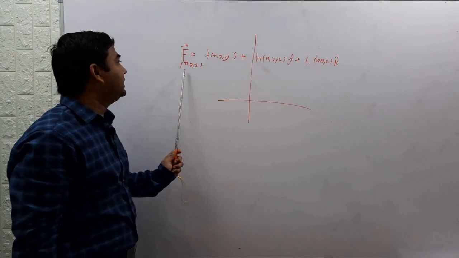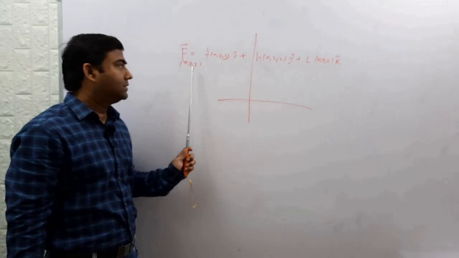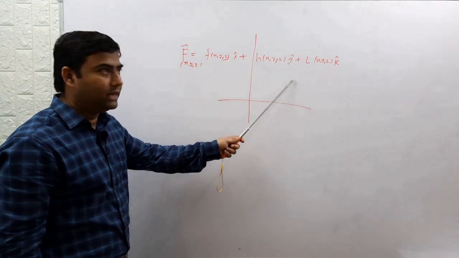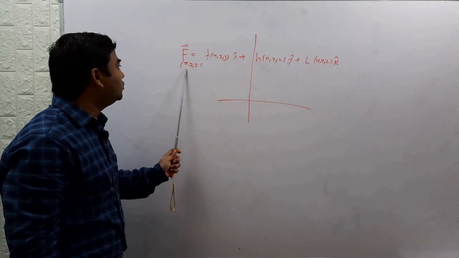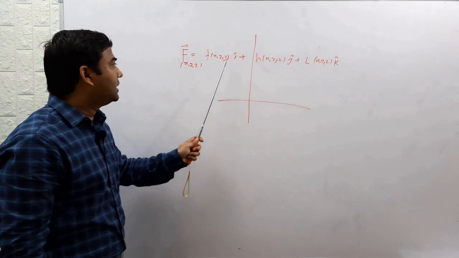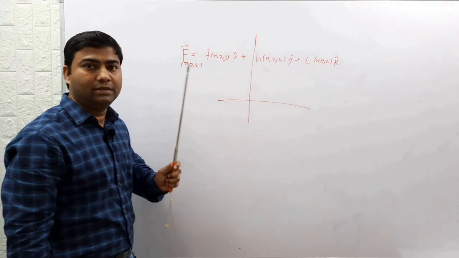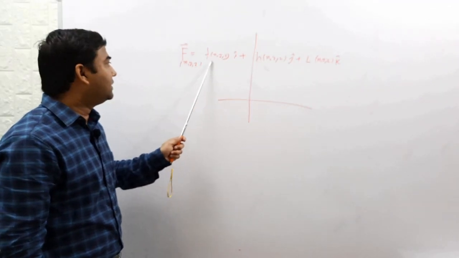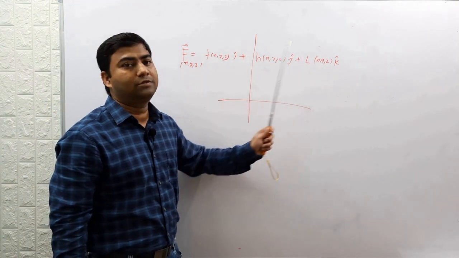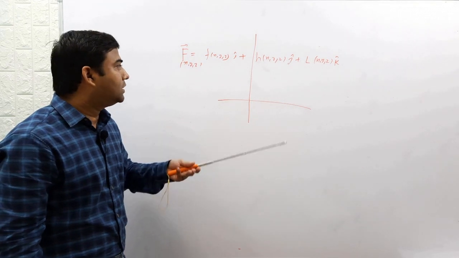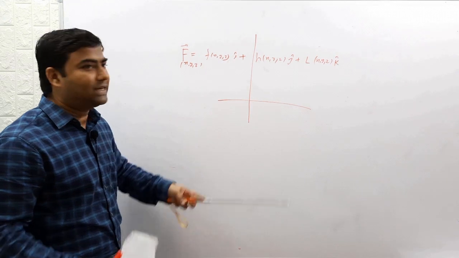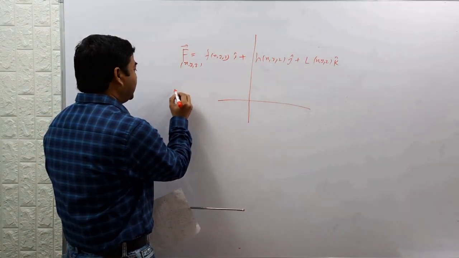So a general vector field at point x, y, z, the simple meaning is this: at point x, y, z, the magnitude of this field and direction of the field is given by this vector, where i, j, k are unit vectors in x, y, z directions, and these are functions of x, y, z: f of x, y, z, h of x, y, z, l of x, y, z. These are functions of x, y, z. Put the values of any point in these functions, and you will get a vector field for a particular value.